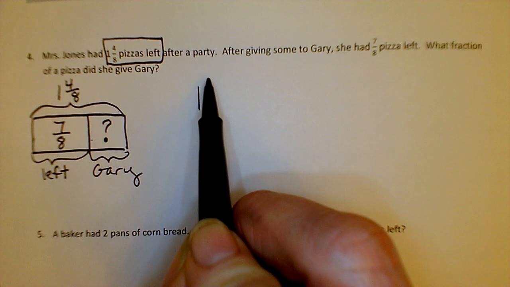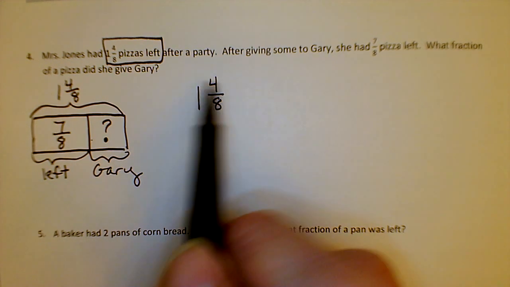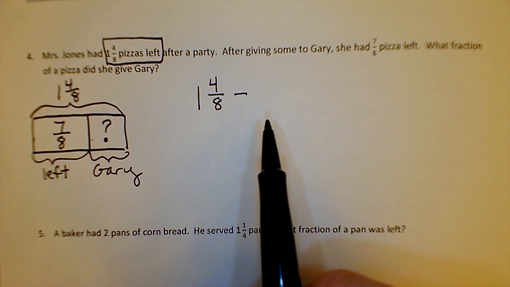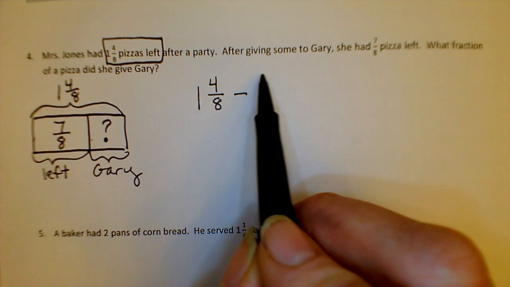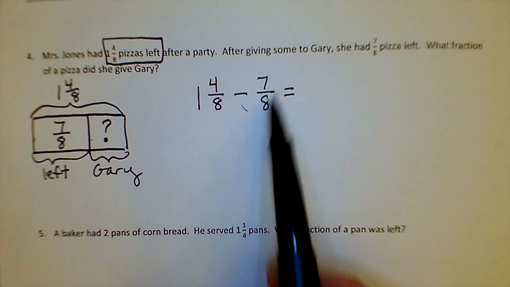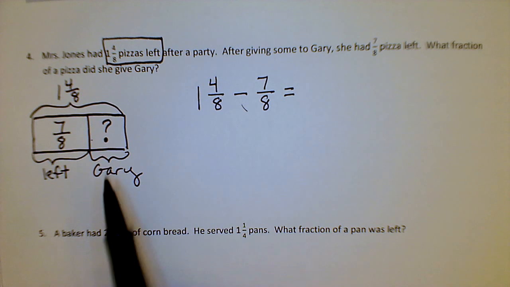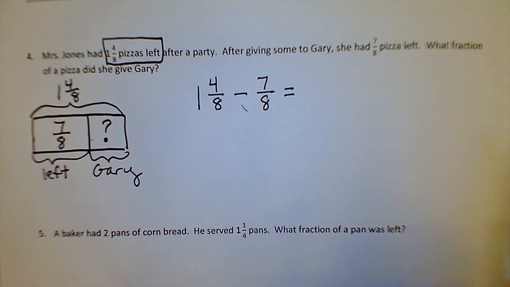For this one, we're starting with 1 and 4/8. That's what she had originally after the party. Then she gave some to Gary, but she ended up with 7/8 in the end. So we're going to subtract out what she had left, which I know sounds weird. Usually you're looking for what's left, but in this case we know what she had left. We're trying to figure out what she gave away. It doesn't matter which one we subtract, we can always find the other one.